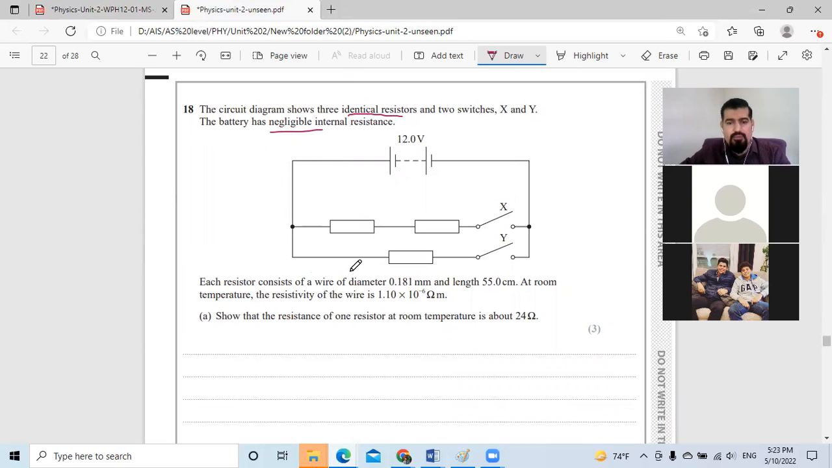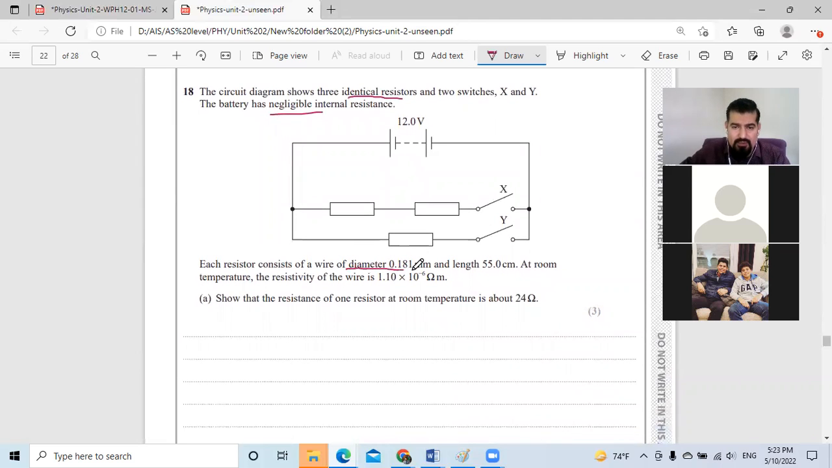Each resistor consists of a wire of diameter 0.181 millimeter and a length of 50 centimeter at room temperature. The resistivity is 1.1 times 10 to the -6 ohm meter. So they give us the diameter, from which we can find the cross-section area, they give us the length, and they give us the resistivity. Show that the resistance of one wire at room temperature is 24 ohms. Yes, of course. Thank you, Hamza.